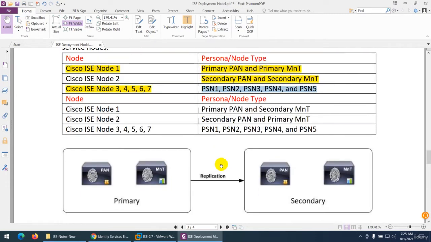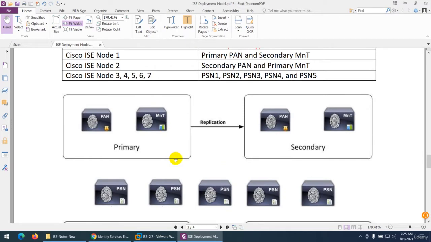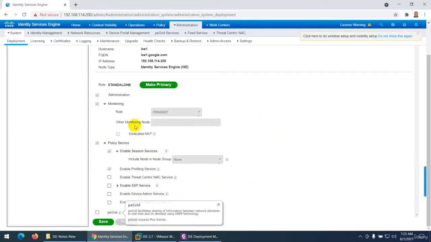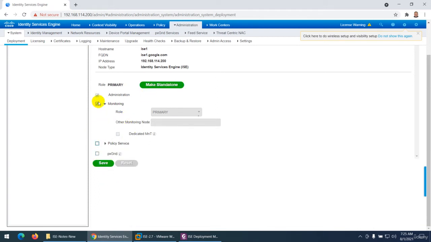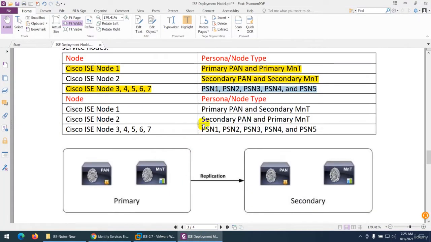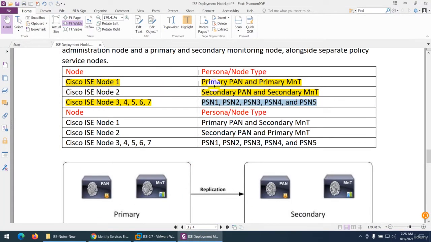But again, you have choices. So let me tell you, right now I have 1 box. This is altogether 1 box. So 1 box plays PAN and MNT. Suppose I uncheck this one, let me make primary and let me uncheck these 2. So now I play only the role of administration and monitoring primary. So that's what I say, that 1 box plays primary PAN and primary MNT.